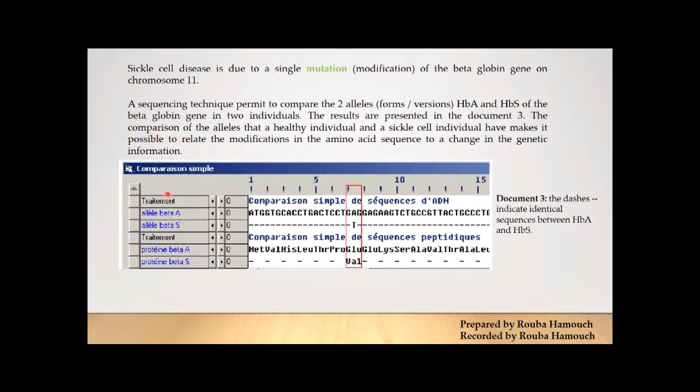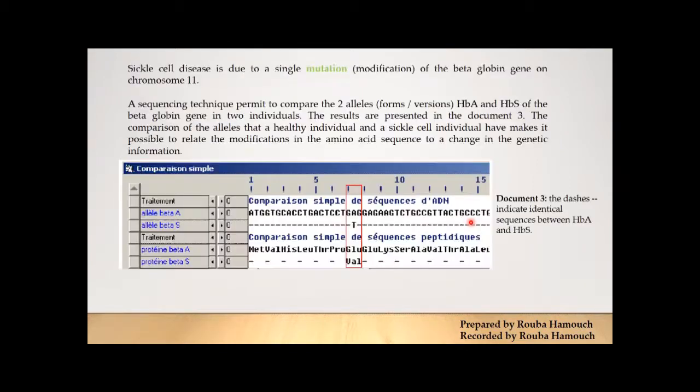The comparison of these two alleles makes it possible to relate the modifications in the amino acid sequence to a change in the genetic information. The first question is, draw out the definition of an allele from the text. We can see that the allele is a form or a version of a gene. So an allele is a form of a gene.